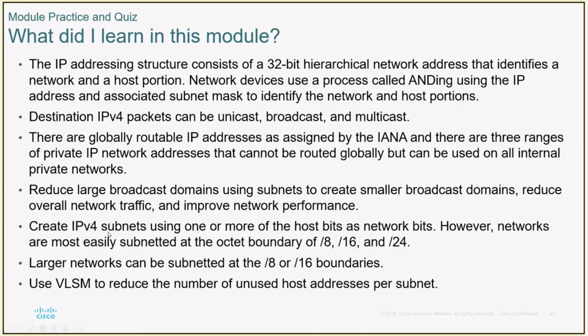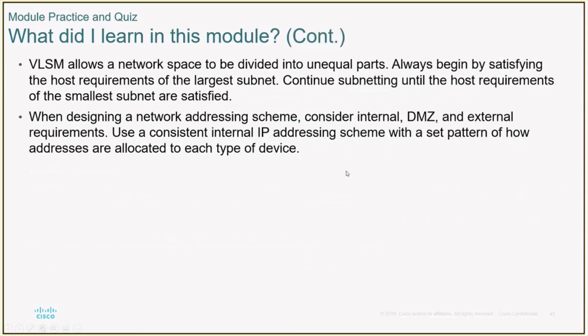You can create IPv4 subnets using one or more of the host bits as network bits. However, networks are most easily subnetted at the octet boundaries. Larger networks can be subnetted at the /8 or /16 boundaries. You can use VLSM to reduce the number of unused host addresses per subnet. VLSM allows a network space to be divided into unequal parts. Always begin by satisfying the requirements of the largest subnet. Continue subnetting until the host requirements of the smallest subnet are satisfied.